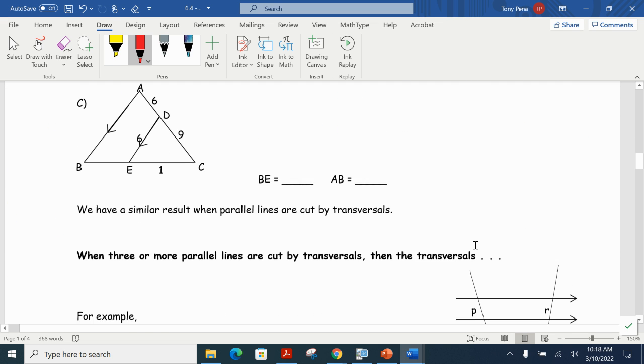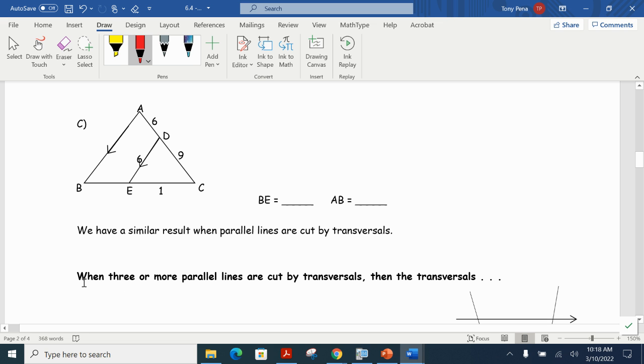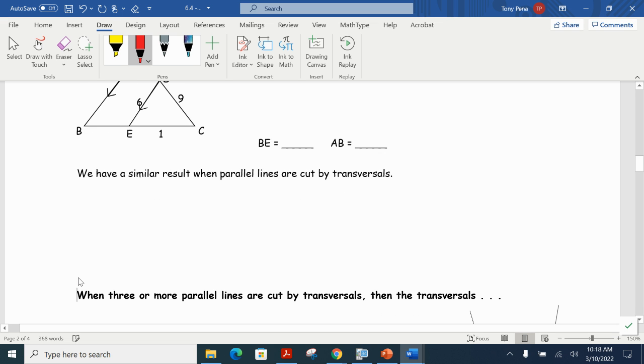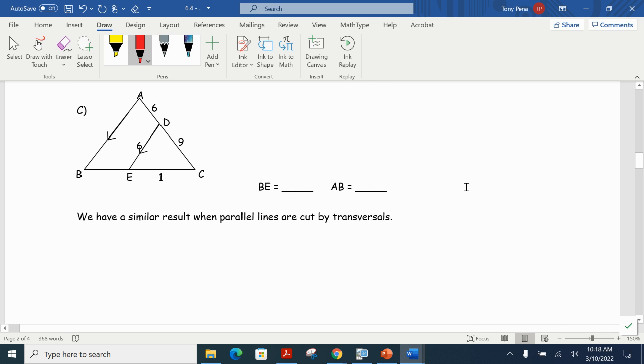Okay. We'll finish with one more. Do letter C. See what we get. And then we'll call it a day, probably.